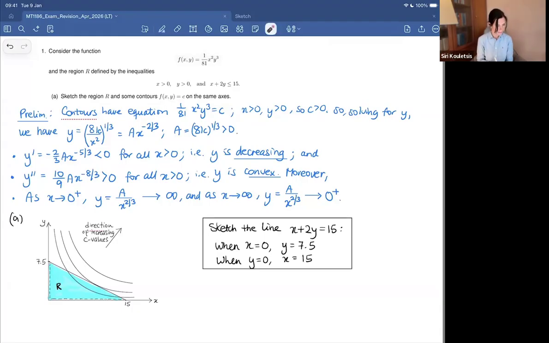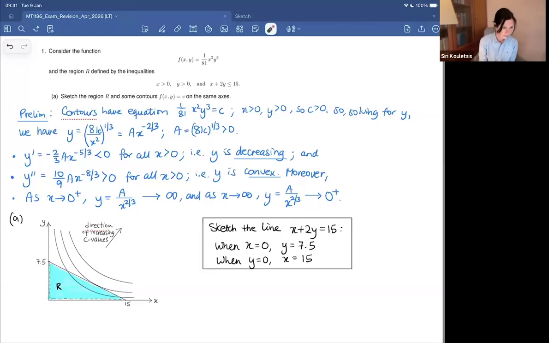So that's that here. And you see that I've dotted the line here. The lines y equals 0 and x equals 0 are not part of the region R. So the axes there are not part of the region R, but everything in it, including the boundary, which is the line with equation x plus 2y equals 15, those are in the so-called feasible region.